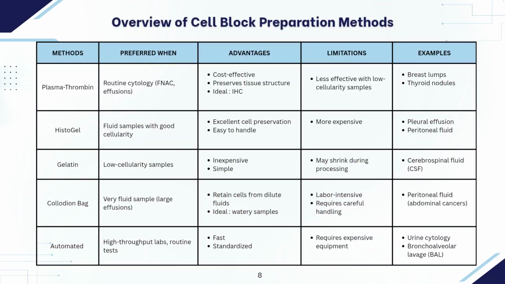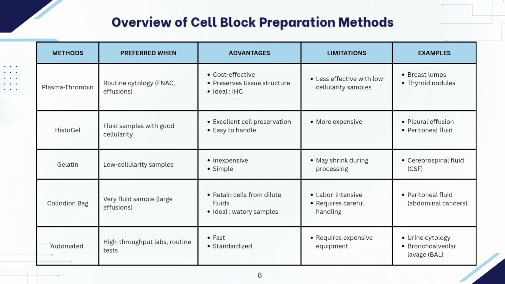Moreover, the gelatin method is simple, inexpensive, and used for low cellularity samples. It works well for trapping the cells, but it may shrink during processing, which could affect the quality. It's often used for cerebrospinal fluid, which usually has low cellularity.